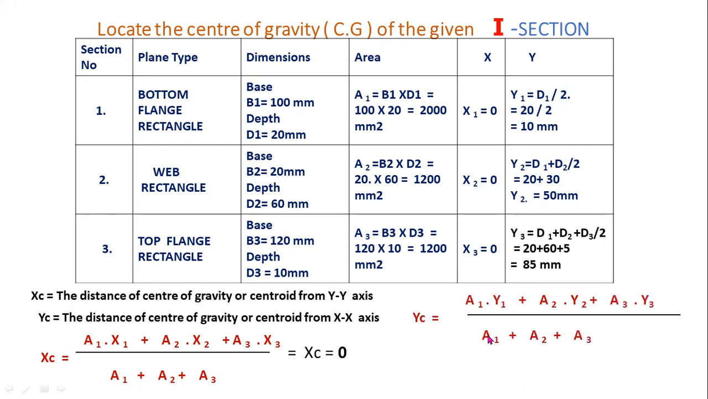And similarly yc equal to a1 y1 plus a2 y2 plus a3 y3 by a1 plus a2 plus a3. Here yc is the distance of the centroid of the entire I section from the x axis. Now you have to substitute the values of a1, a2, a3 and y1, y2, y3. After substituting these values, you get yc equal to 41.36 mm. yc is the distance of the centroid of the entire I section from the x axis.